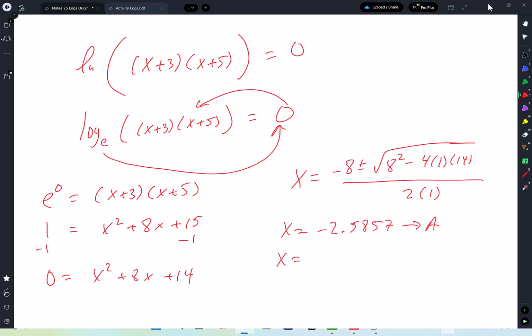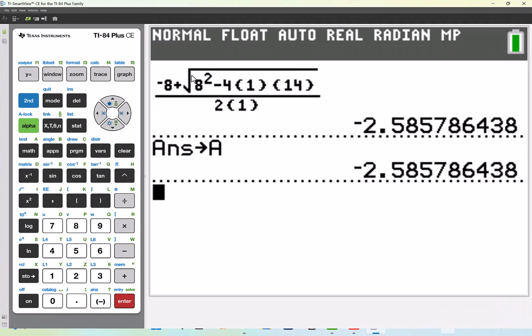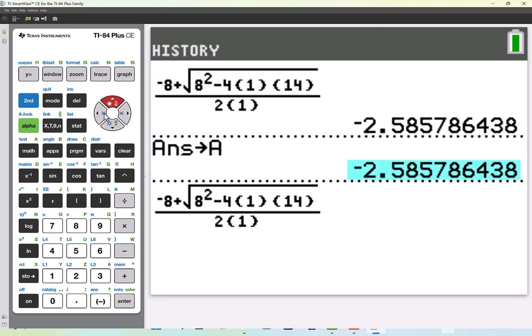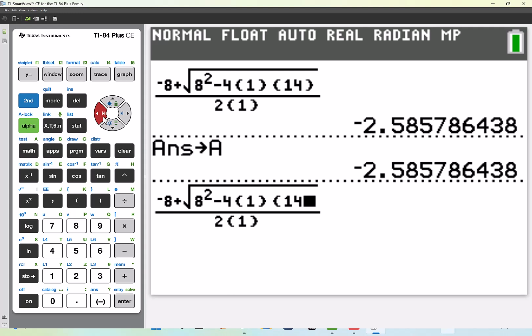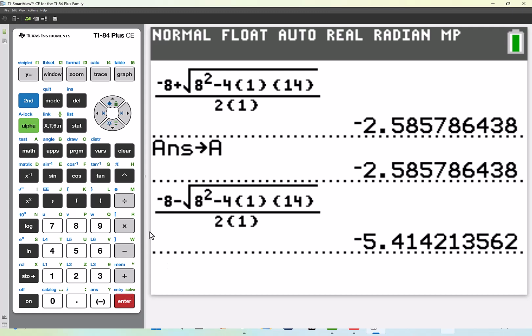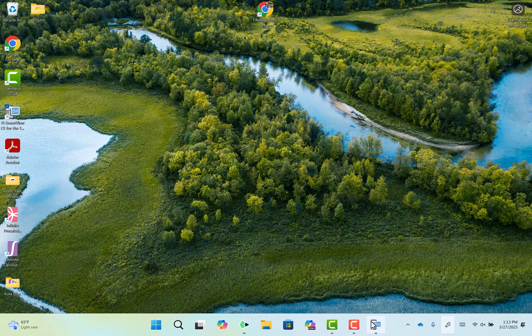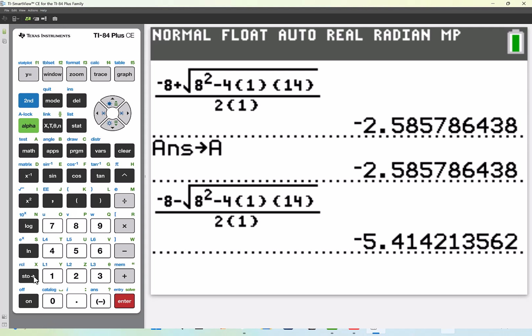And then now I'm going to do the same thing, but instead of plus, minus. So I'm just going to scroll up and change the plus to a minus. Don't worry, guys. I know. We're almost done. Minus. Bam. Negative 5.4142. I'm going to store that to B. Did I store that one this way? Yeah. Store alpha B. We're almost done, guys. All right.